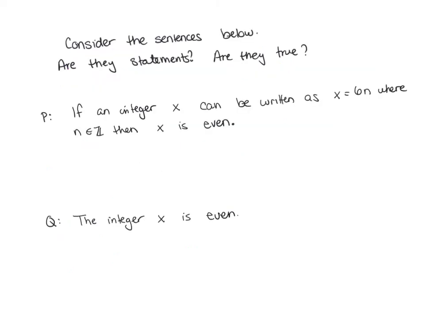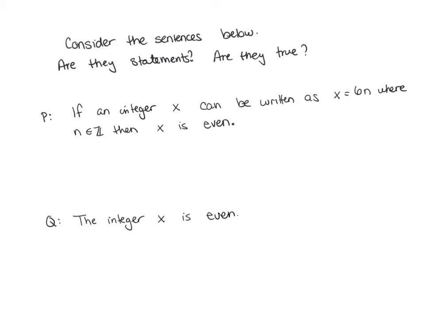All right, so let's look at some of the sentences we have and see if we can determine if they're statements, and if they are, if they're true. So the first one says, if x is an integer that can be written as x equals 6n, where n is in Z, then x is even.